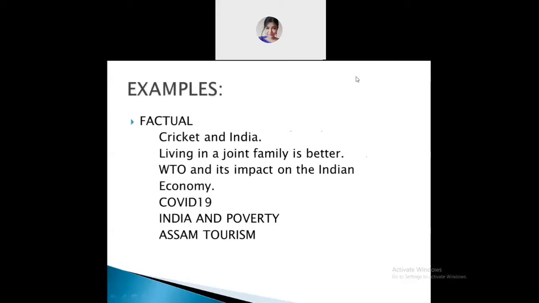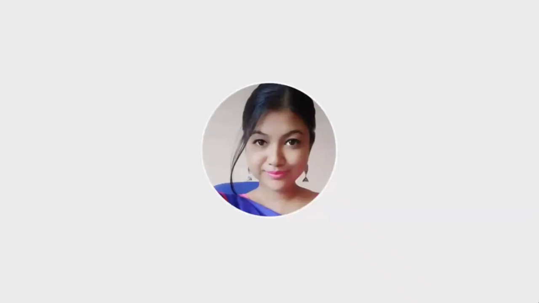So these are some examples of factual topics. Cricket and India, as I had already said, is an example of a factual generic topic. This is a general topic, so it comes under the category of factual generic topic, and you can also categorize it into just the factual group of topics. Some of the topics are factual generic, and some are factual specific. Cricket and India is a factual generic topic, but it is a factual topic. It is related to a real event, isn't it?